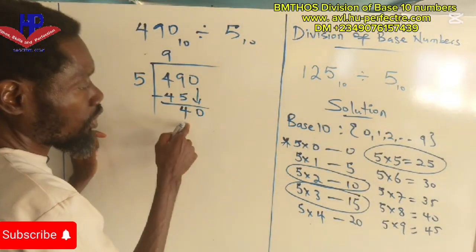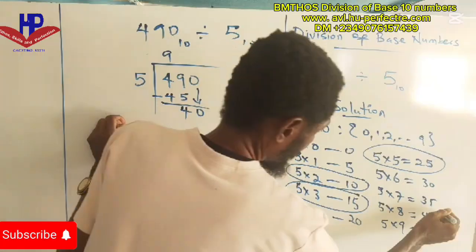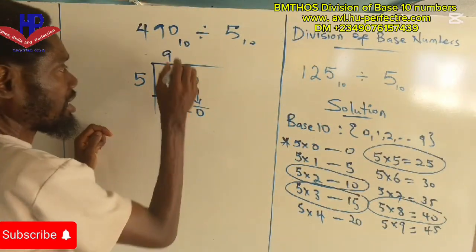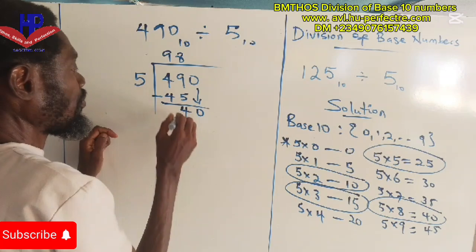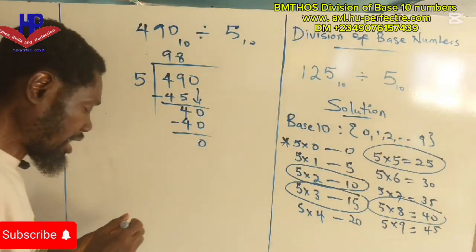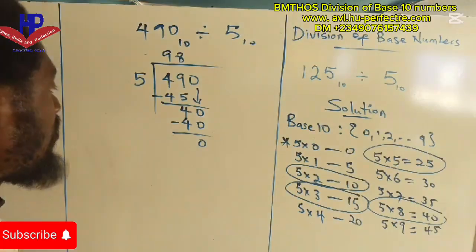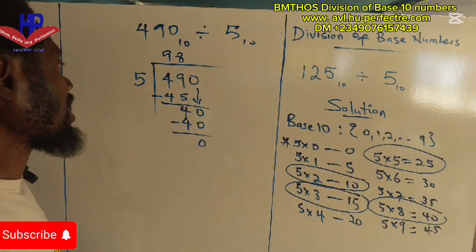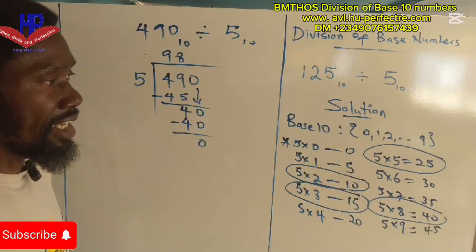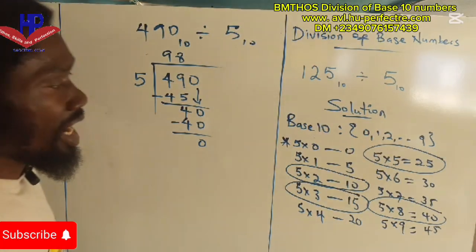What number will give us 40? That is 8. Look at it here. Good. So I'll write here 8. That will be 40. Subtract, that is 0. So 490 in base 10 divided by 5, our answer will be 98. So we've seen how to go about that.